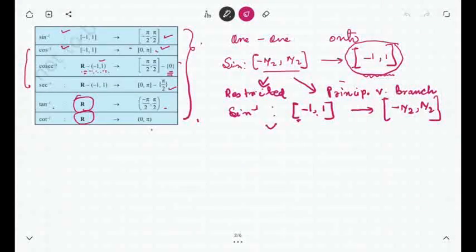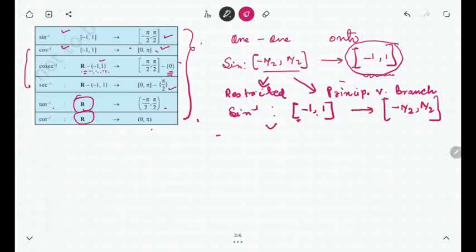Before that, let us discuss something about the principal value branch, because we know in the previous video we have done why we have to restrict the domain of the trigonometric functions.